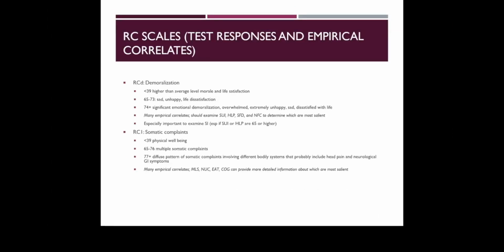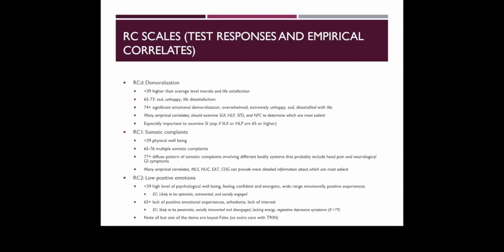RC1 remains the MMPI scale 1 that is focused on somatic complaints from the original MMPI all the way forward. Low scores are interpretable, so they indicate physical well-being, whereas high scores, again increasingly more specific, indicate multiple somatic complaints. Again, RC1 has many empirical correlates, and so they suggest you need to look at these other substantive scales to provide more detailed information about which domain of somatic functioning might be most endorsed.